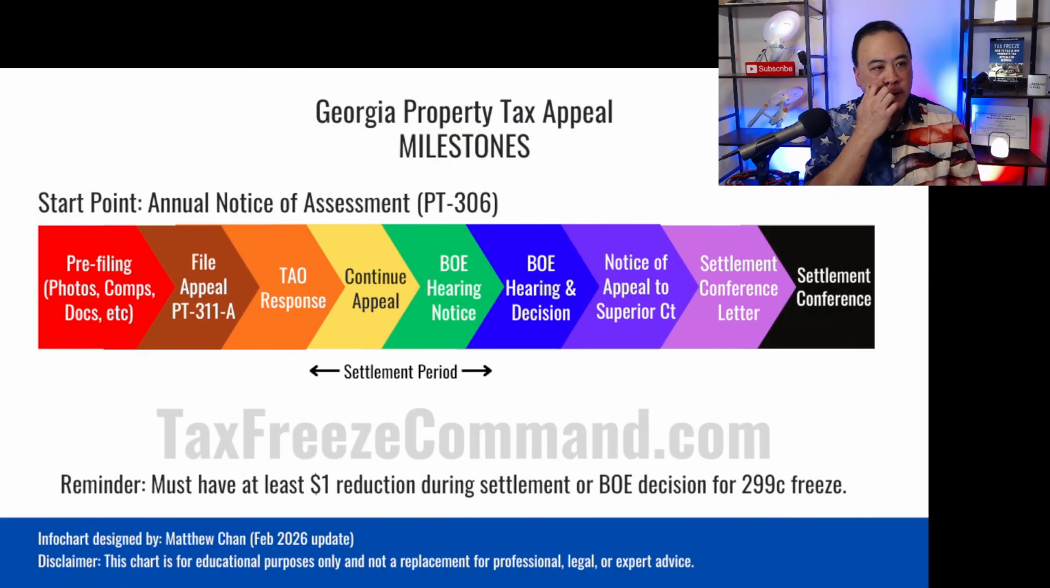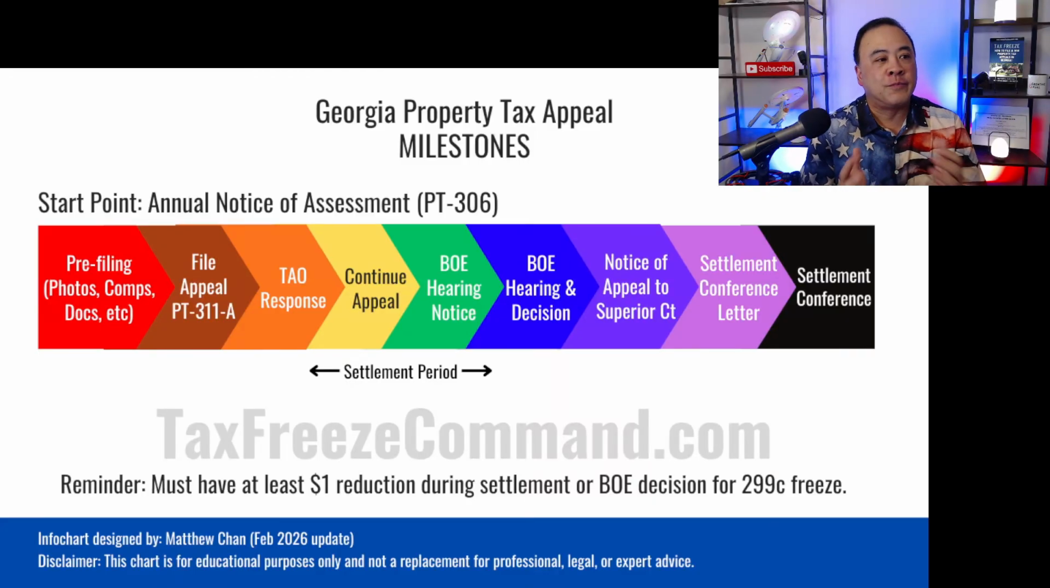The very first chart I want to show you is the Georgia property tax appeal milestones. Now, one of the things about the Georgia tax appeal process, it's actually very easy to get started. However, as you progress through the process and as you go deeper into the timeline, it can get a little bit overwhelming. So the starting point is the annual notice of assessment. It's actually coming next month for Gwinnett County, I believe. And then a couple months later, that's when an avalanche of these notices of assessment will be mailed out. So this is a good time for you to study this milestone chart.